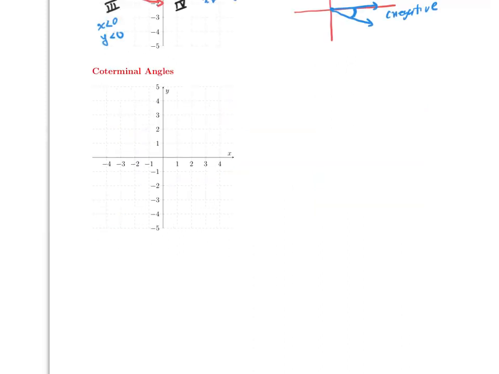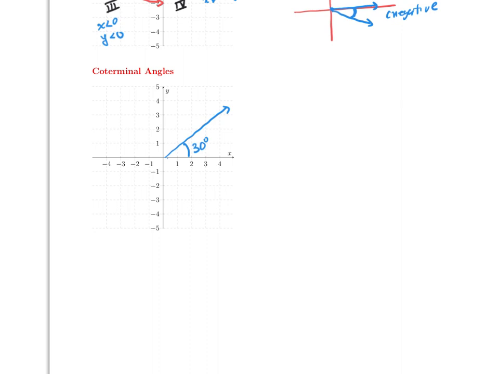Okay? Now, one of the first things to notice for angles is that they are not unique. There's something called coterminal angles. Coterminal just means there are two angles that have different names, but they are exactly the same. So for example, let's say that this is 30 degrees. So the angle is 30 degrees. Okay? So that's the name of that one.